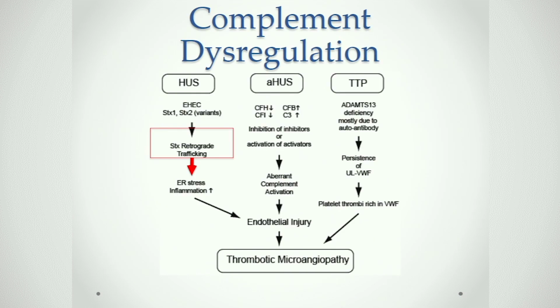So briefly, if we think about the fact that this patient showed up with signs of TMA, most likely HUS, she then had a component of a variety of intramolecular or intracellular components that were changing quickly within her body, leading to Shiga-toxin retrograde trafficking and ER stress and inflammation, all downstream leading to endothelial injury and TMA.